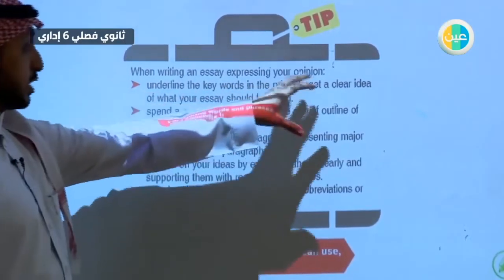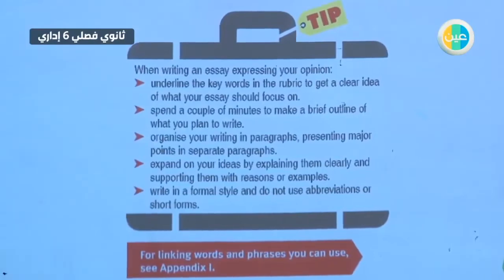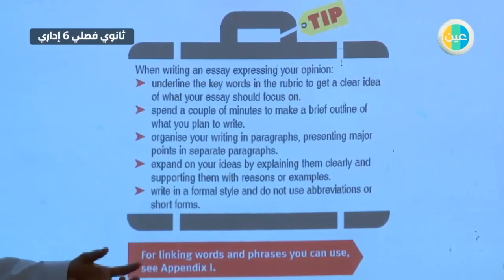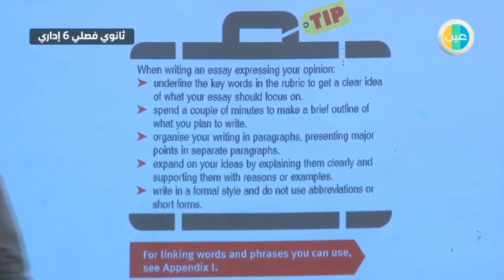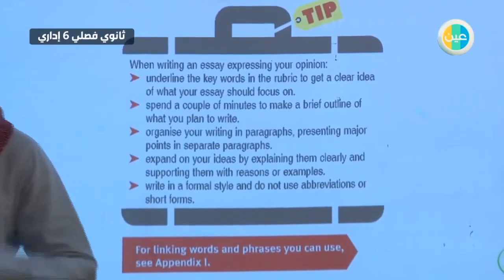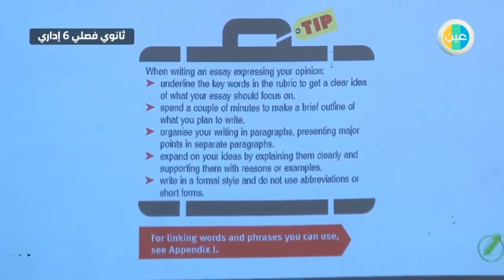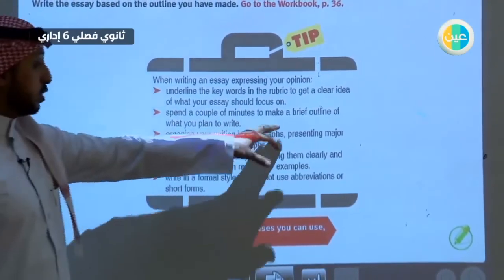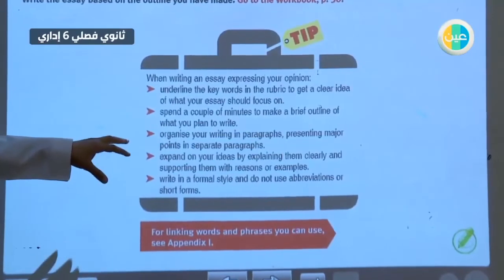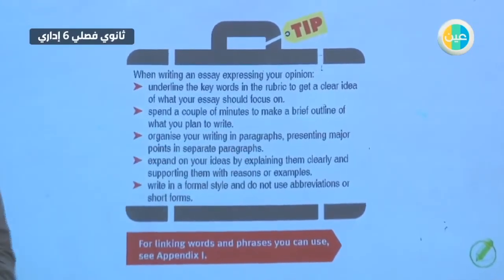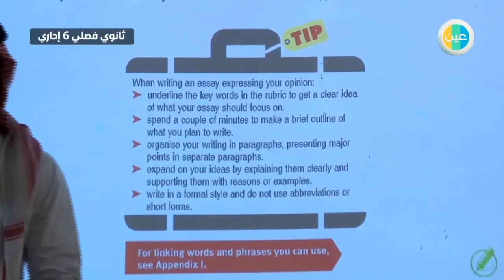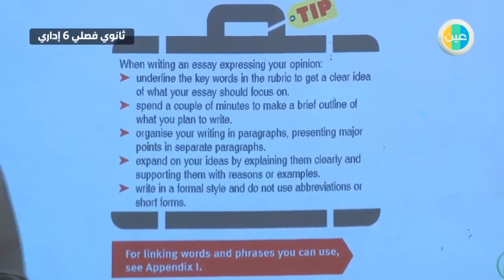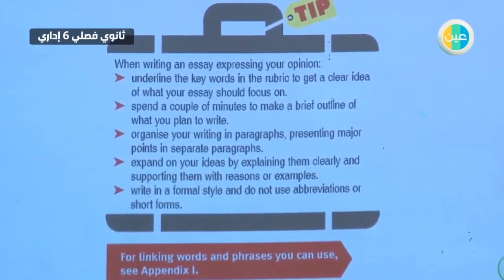So the tip for this lesson, guys, or for this writing that you need to be aware of, when you're writing an essay expressing your opinion: one, underline the keyword in the rubric to get a clear idea of what your essay should focus on. لما تقرأ الروبريك you have to underline الكلمات الأساسية والرئيسية اللي تحتاجها you need to cover in your writing. Two, spend a couple of minutes to make a brief outline of what you plan to write. So هنا تحتاج دقيقتين إلى 3 دقائق تكتب النقاط اللي أنت that you need to write about. عشان أنت تكتب عنها يحتاج إنك ترتب أفكارك.